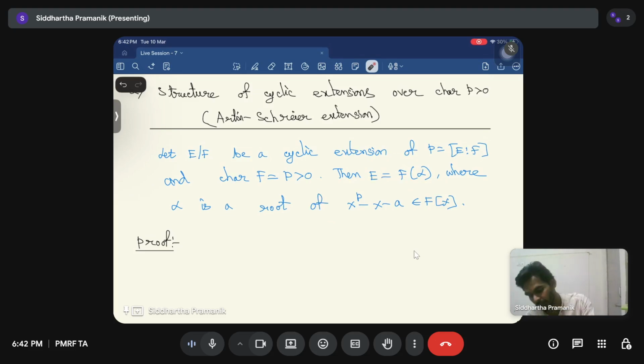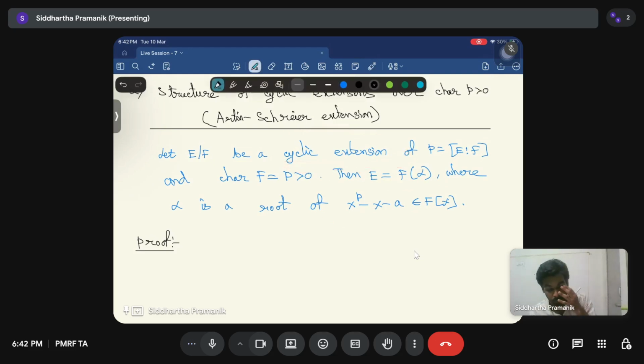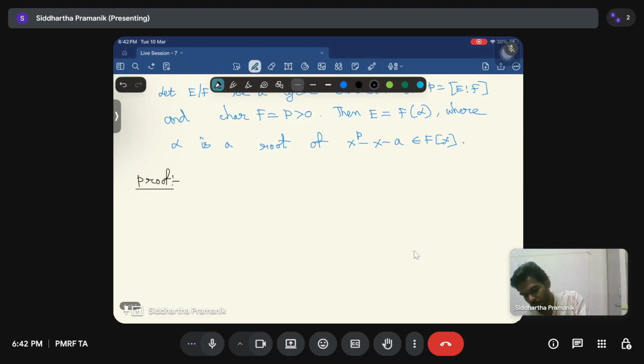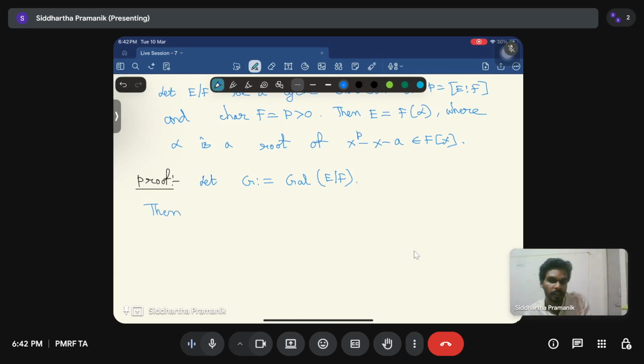So note that E over F is a cyclic extension. So let G be the Galois group of E over F. Right? Then this G has to be a cyclic group because E over F is a cyclic extension. So then this G has to be generated by some sigma, because E over F is a cyclic extension.